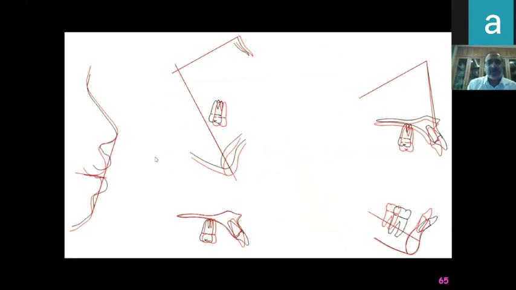Also, sometimes you do Ricketts 5-point tracing on E-line, on the facial axis, on the nasion-basion plane, or the Xi-PTM plane, and the internal. So this is a 5-point tracing by Ricketts. So you can do something like this as well.